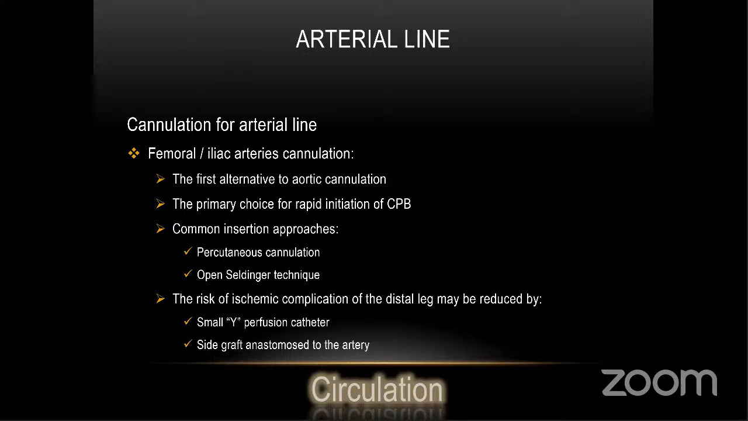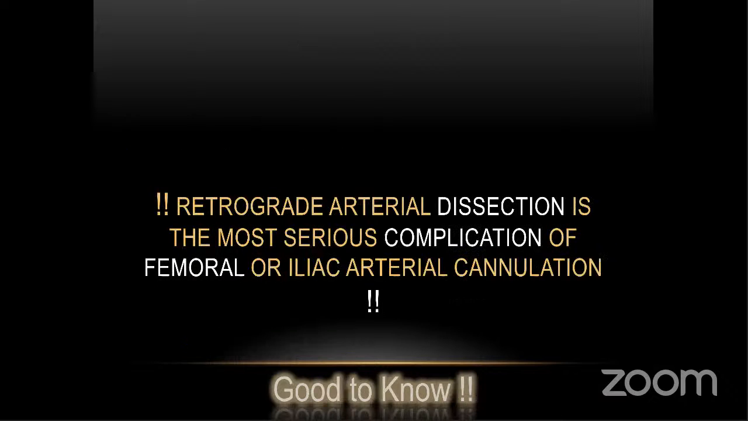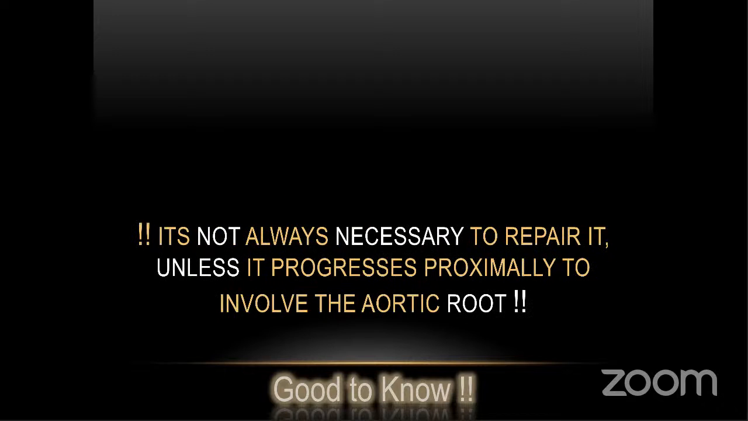The risk of ischemic complication of the distal leg may be reduced by a small Y perfusion catheter or a side graft anastomosed to the artery. Retrograde arterial dissection is the most serious complication of femoral or iliac arterial cannulation. It's not always necessary to repair it unless it progresses proximally to involve the aortic root.